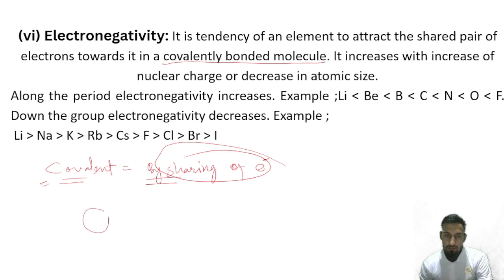And when there is a covalent bond between two elements, the element which has more tendency to attract the shared pair towards itself, for example, if this is element A and this is B, and there is a covalent bond between the two, and element B has more tendency in attracting these electrons towards itself, we say that the element B is more electronegative. Similarly, A has less electronegativity than B. It increases with increase of nuclear charge or decrease in atomic size.